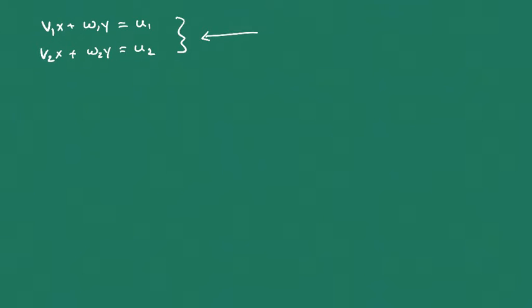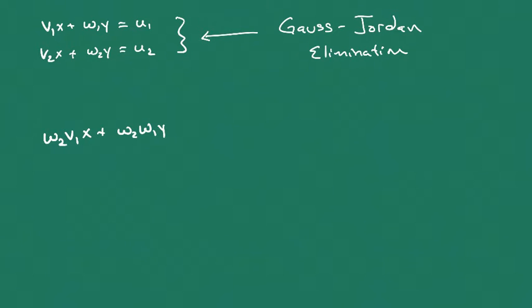Now the idea is that we simply apply some Gauss-Jordan elimination. We scale the first equation by w2 and the second equation by w1. Scaling the first equation by w2, we have w2v1x plus w2w1y equals w2u1. Scaling the second equation by w1, we have w1v2x plus w1w2y equals w1u2.